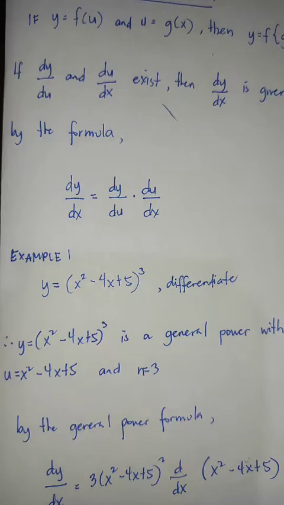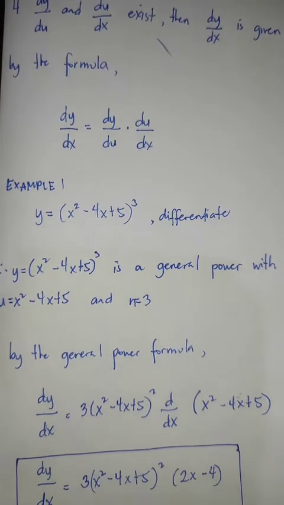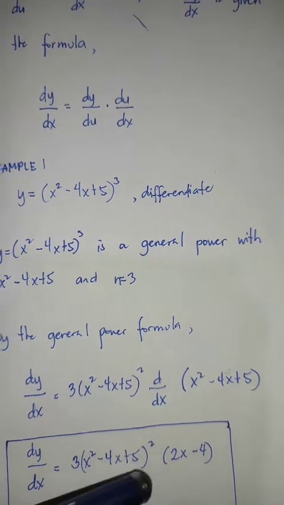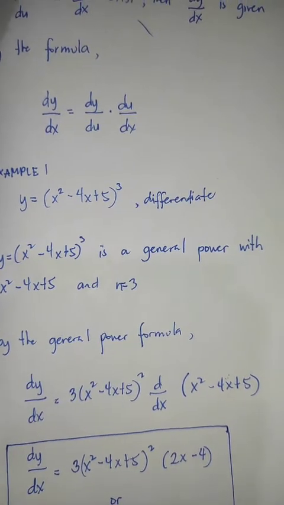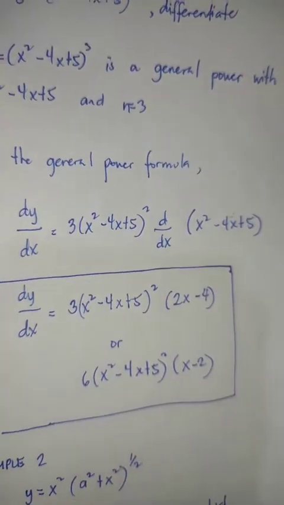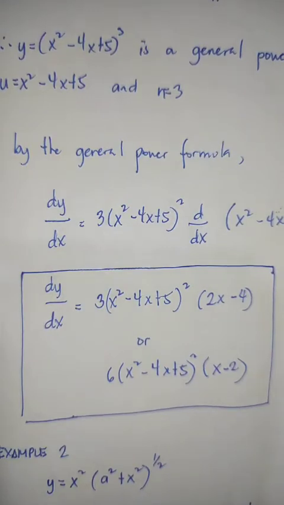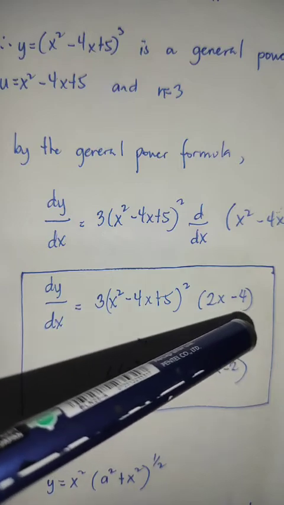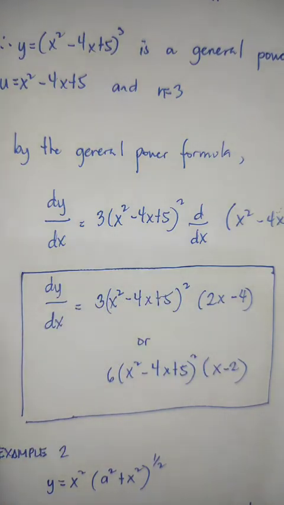Ano ba yung loob? Yun nasa loob ng parenthesis, which is x squared minus 4x plus 5. Ano yung derivative ng loob? 2x minus 4. So, yung 2x minus 4, i-multiply mo sa derivative ng labas. And then, yun ang magiging sagot. So, naging siyang 6 quantity x square minus 4x plus 5 square times quantity x minus 2. So, derivative ng labas times derivative ng loob. Yun lang naman yung chain rule.